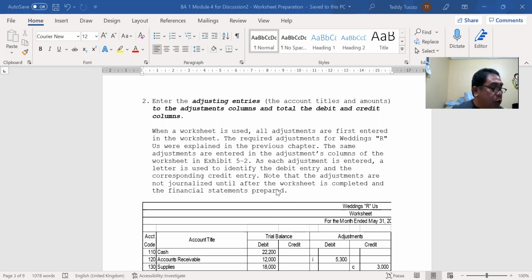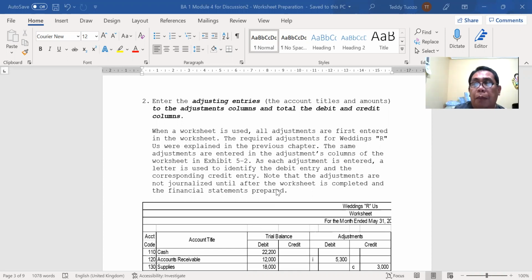Note that the adjustments are not journalized until after the worksheet is completed and the financial statements are prepared. Because actually, class, step number 7 in the accounting cycle states that the adjusting journal entries are journalized and posted. Only then do we formally make the entries, as we did in module 4, lesson 1, in our previous meeting, and post them to the general ledger.